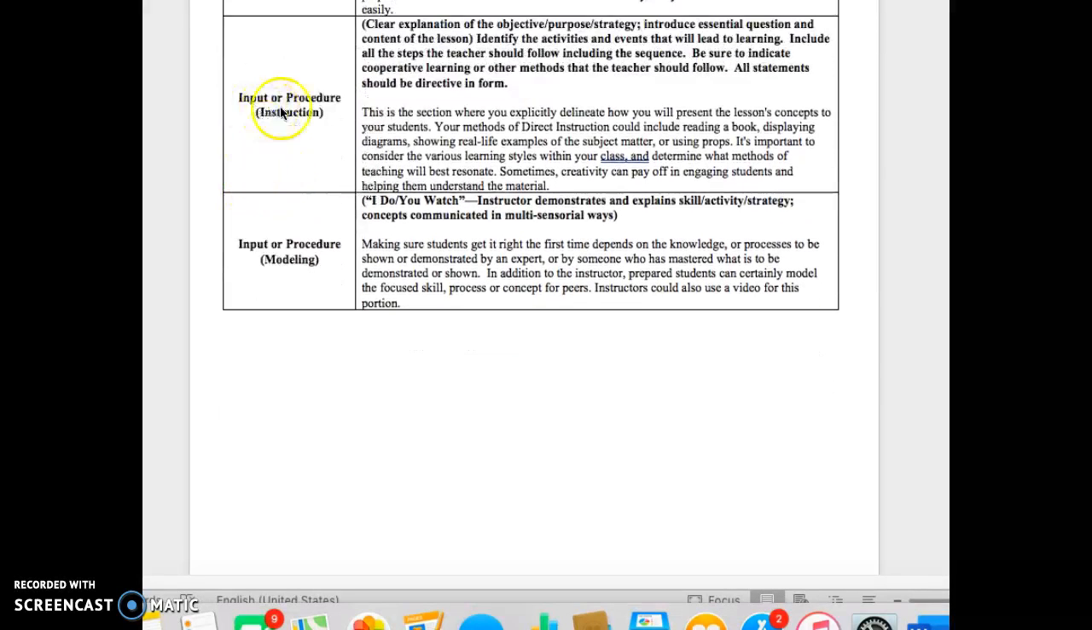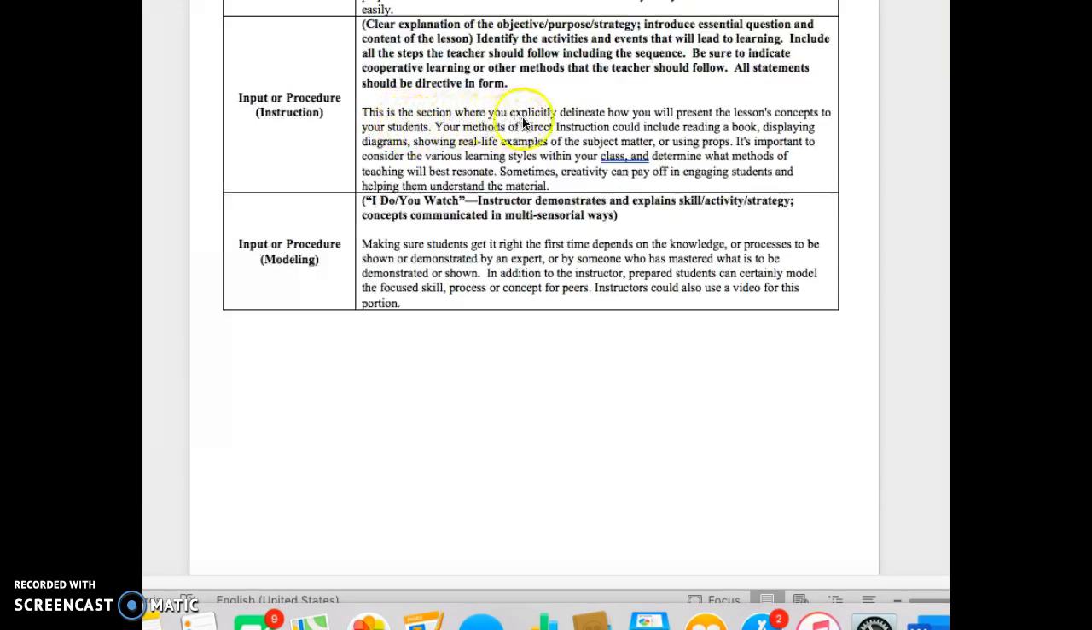Second to last is the input or procedure instruction. So this is going to be a clear explanation of the objective, purpose, strategy. And this is where you're going to introduce essential questions and content of the lesson. Identify the activities and events that will lead to learning. Include all the steps the teacher should follow, including the sequence. Be sure to indicate cooperative learning and or other methods that the teacher should follow. All statements should be directive in form.